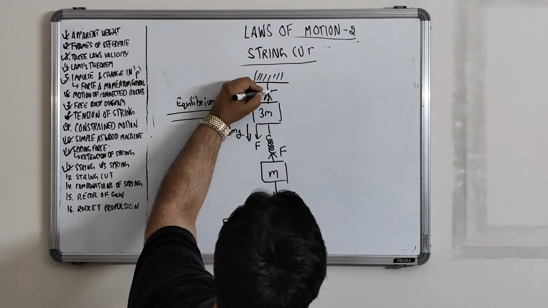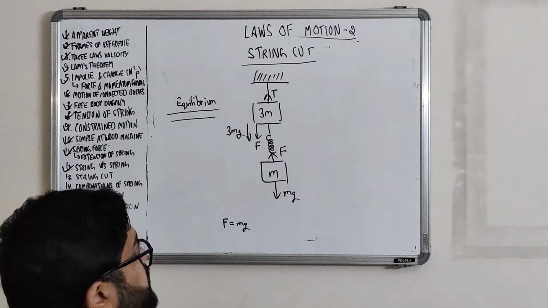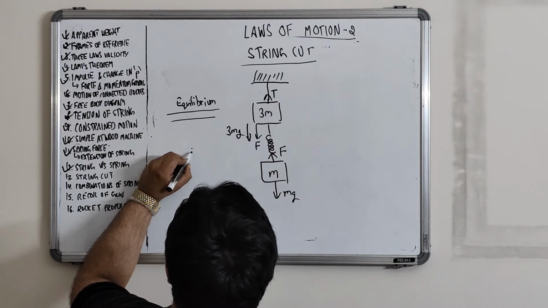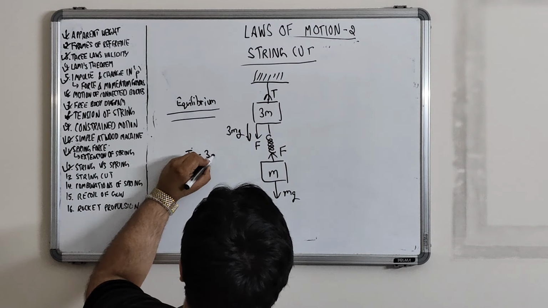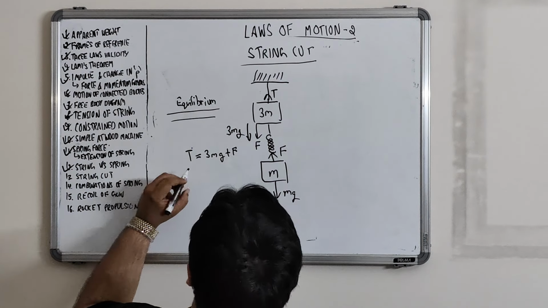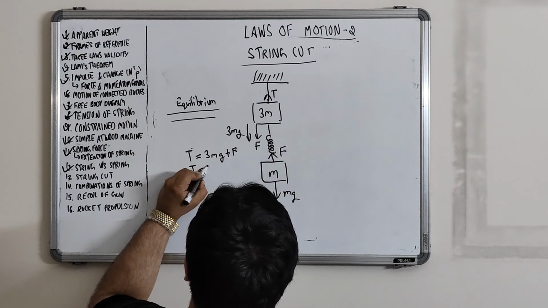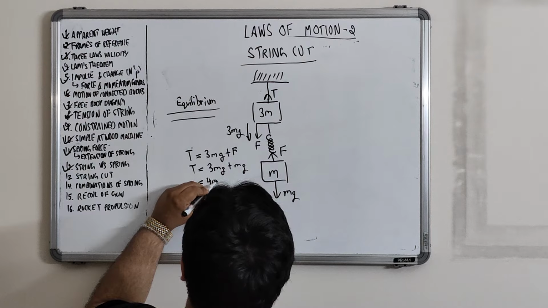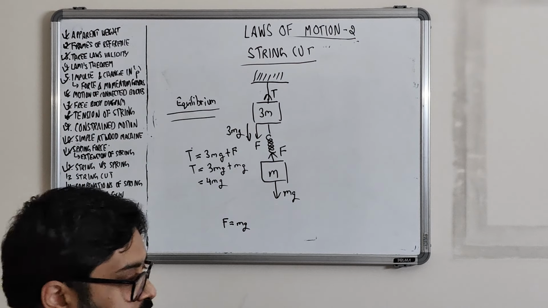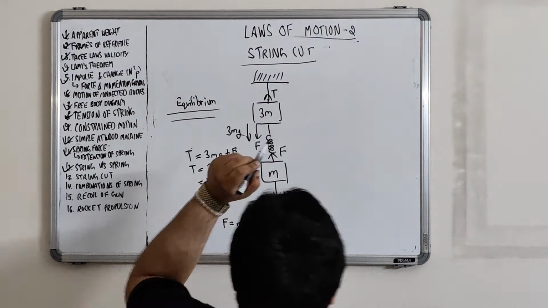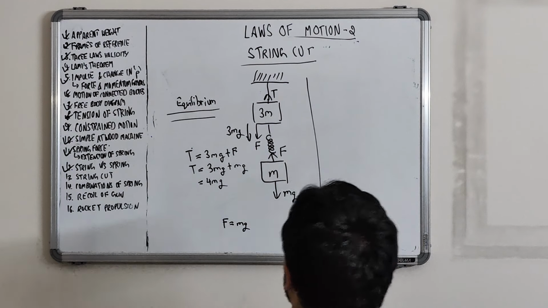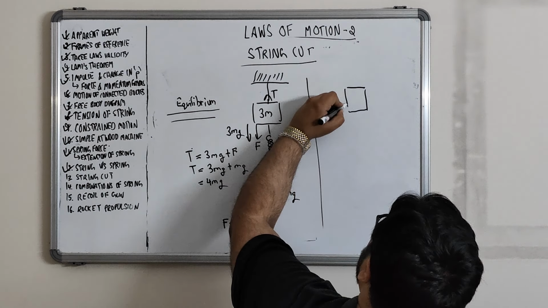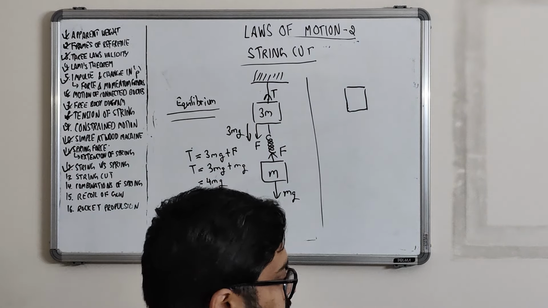So we have the tension here. Tension is equal to 3mg plus F. So tension is 3mg plus mg, which equals 4mg, right? But once the string is cut, what are the forces now? There is no tension here, right? There is no tension here.